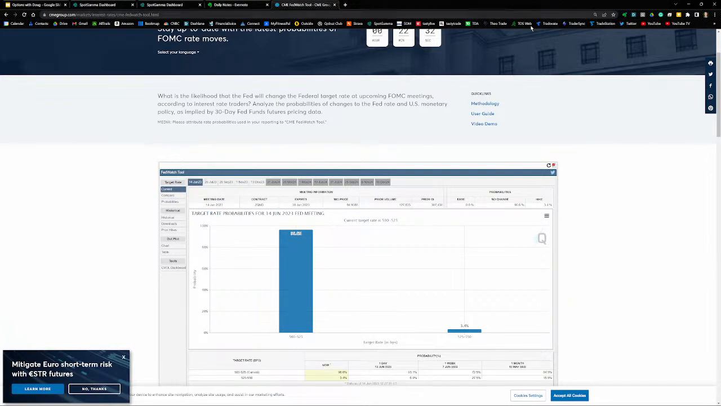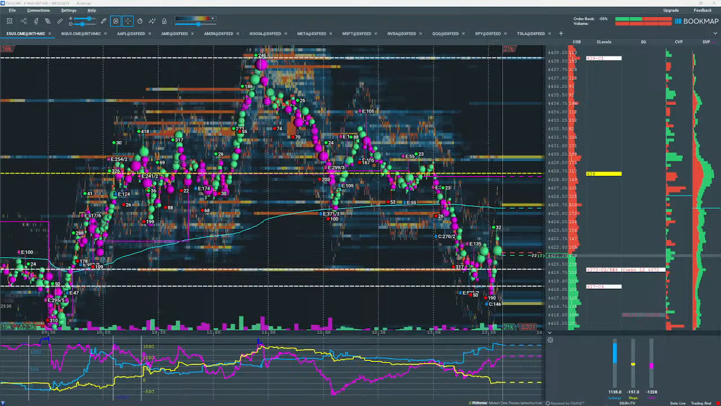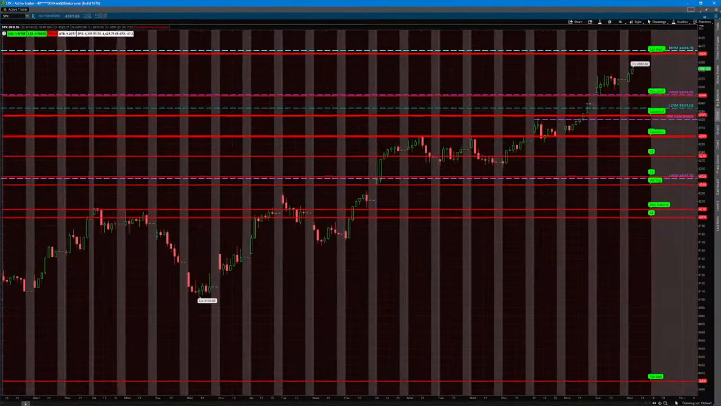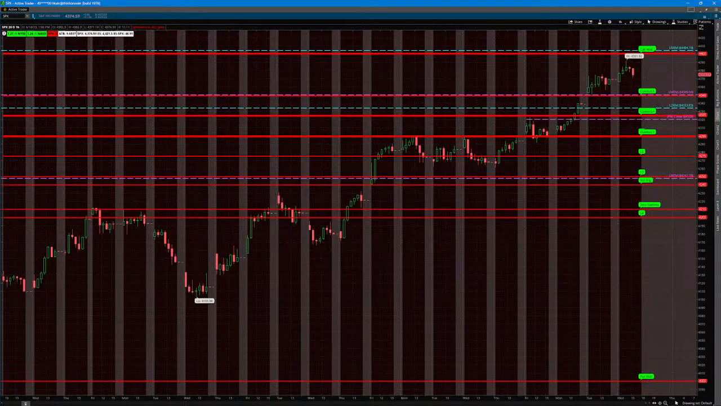Let's take a look at positional analysis now. So this is the S&P 500 futures, ES futures, in Bookmap. And before I take a closer look at that chart, I'm going to take a look at a larger time frame. This is SPX in a 30-day, 1-hour chart.